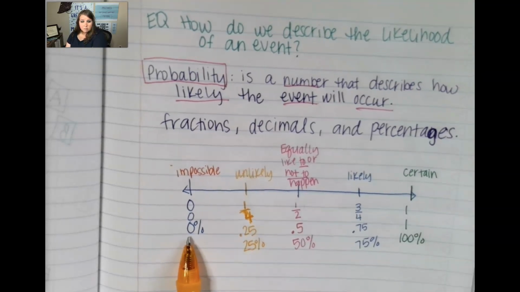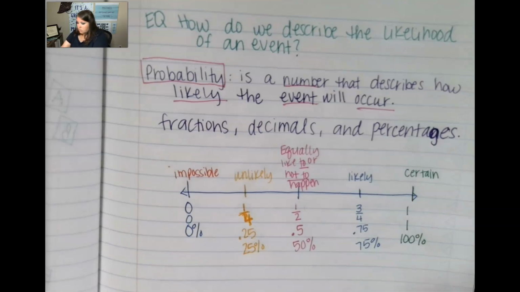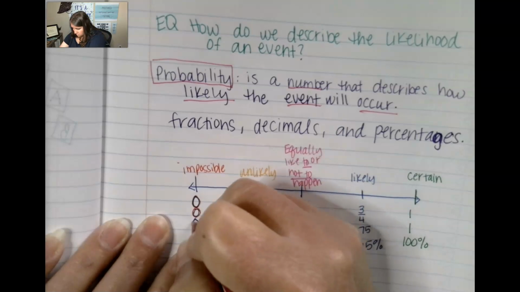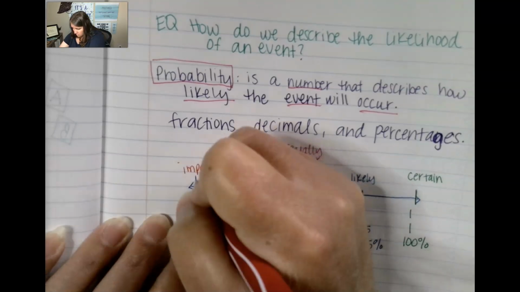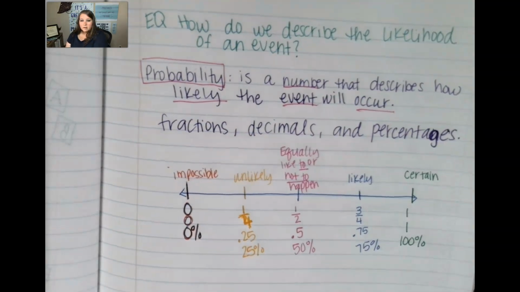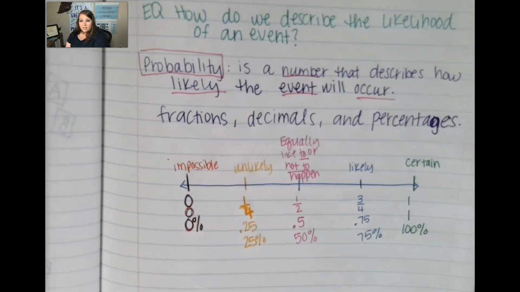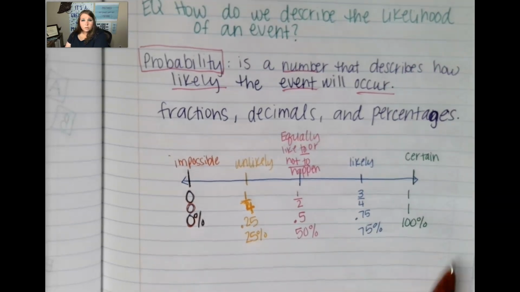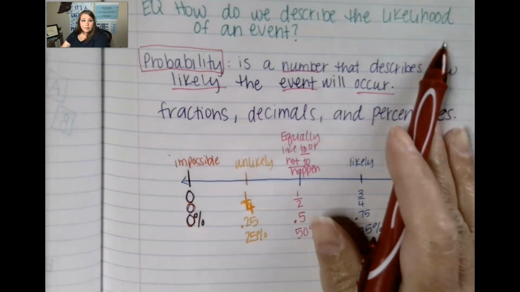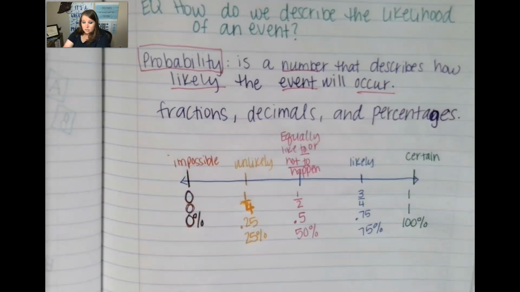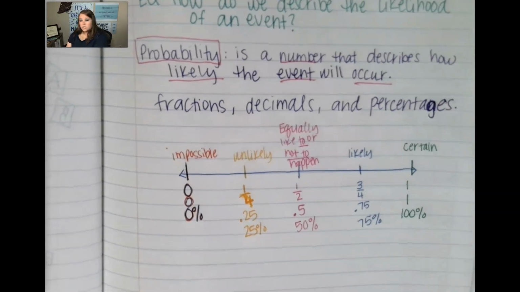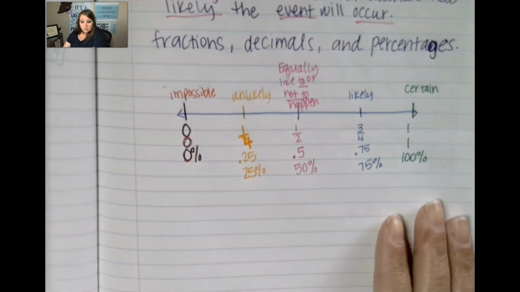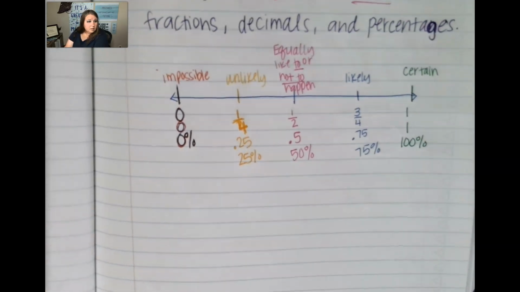0%, it's absolutely impossible. I should have written all these in red. But there we go. This is the scale that we're going to use when we talk about probability and the likelihood of an event happening. Okay? All right, let's check out our first example so that we can put this learning into practice.